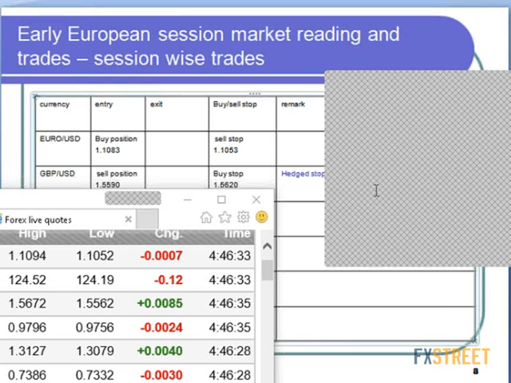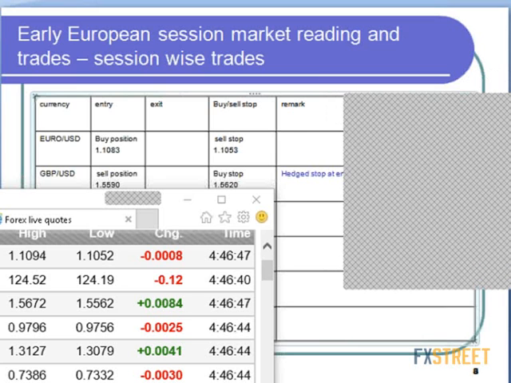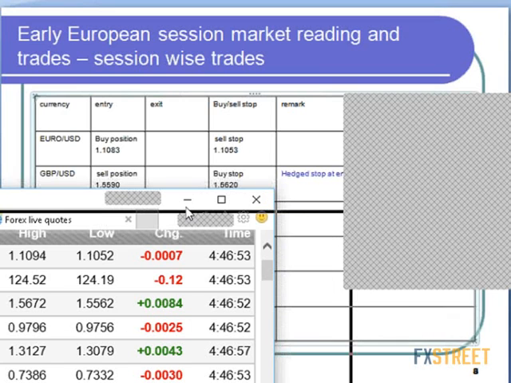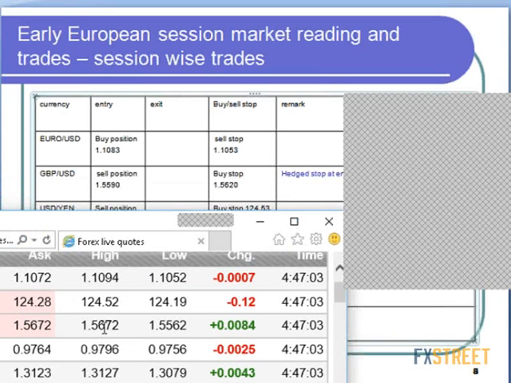Then FX trade. You close the original position when GBP USD is hedged. Do you close the original position? No, I don't close the original position. The original sell position remains as such. I only hedged by taking another buy position, and that buy position is making profit. 56.20 is the buy level. And I kept stop at entry, which was not filled, and they have gone above.